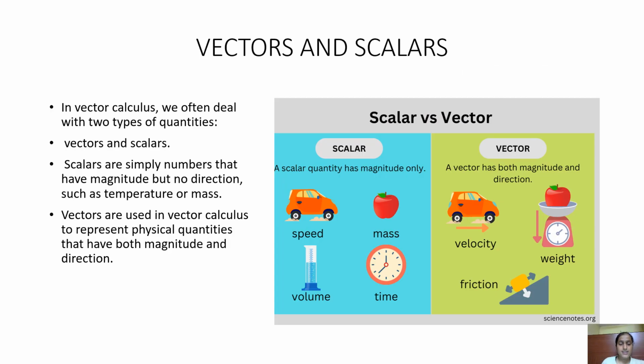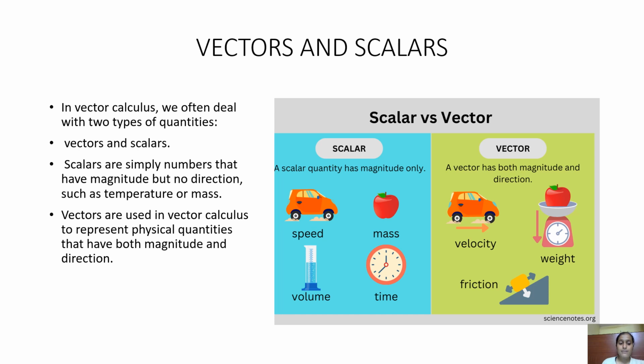Vectors and scalars. In vector calculus, we often deal with two types of quantities, that is vectors and scalars. Scalars are simply numbers that have magnitude but no direction, such as temperature or mass. Vectors, on the other hand, have both magnitude and direction, such as velocity or force. Vectors are used in vector calculus to represent physical quantities that have both magnitude and direction.